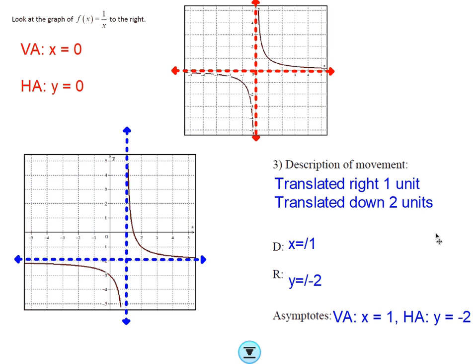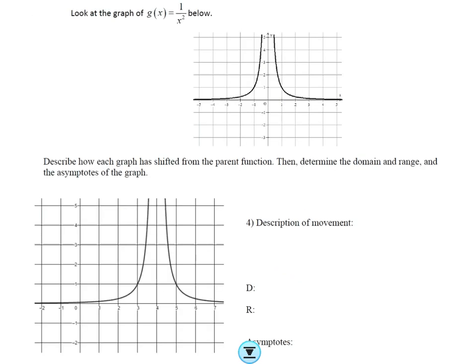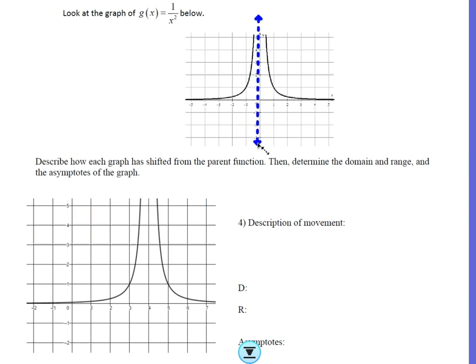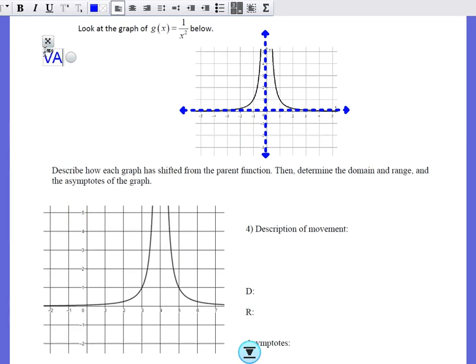This is different when we get to 1 over x squared. The domain will be the same idea, but the range is different. So let's go ahead and take a look at examples with 1 over x squared. So we have a look at the graph. g of x is 1 over x squared. Again, I'm going to put in my asymptotes here on my parent function. So the vertical asymptote is x equals 0. The horizontal asymptote is y equals 0.